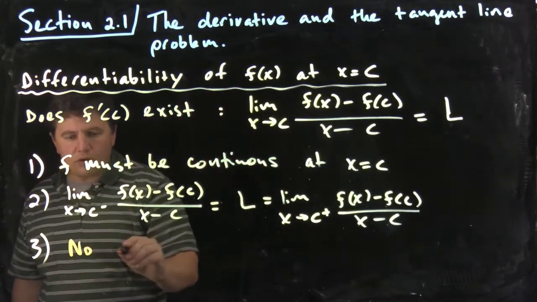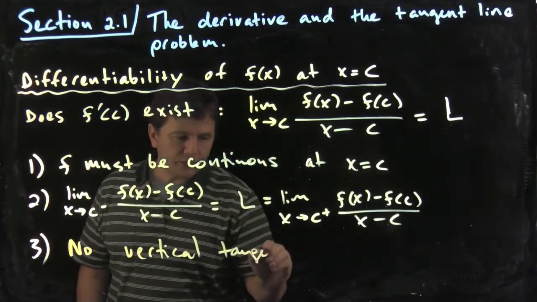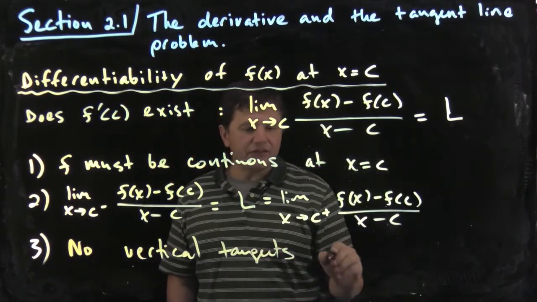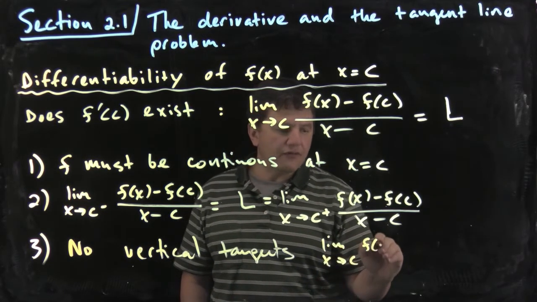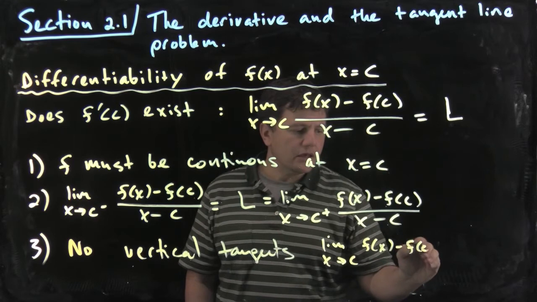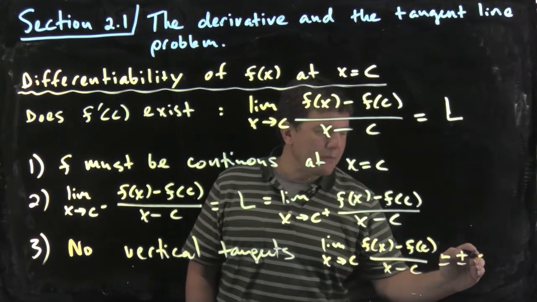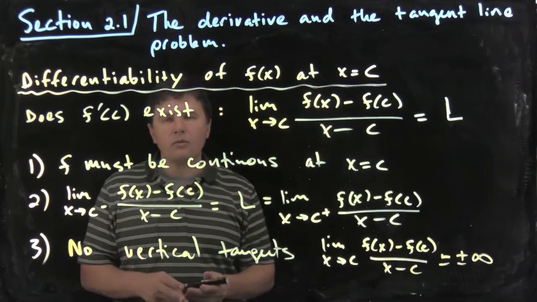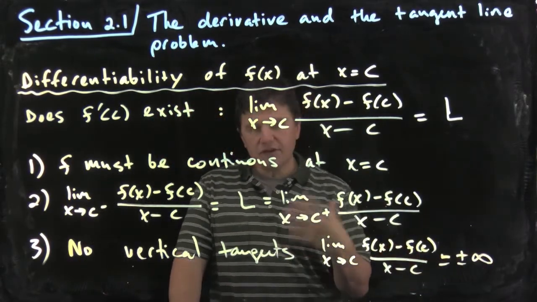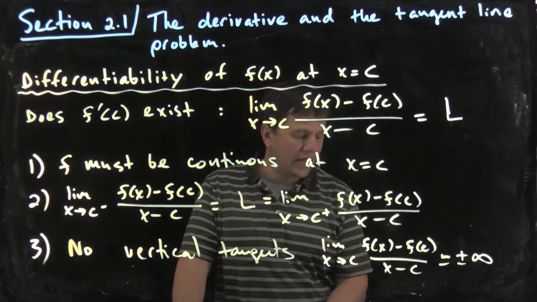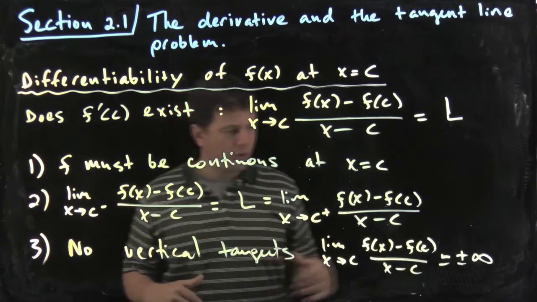So no vertical tangents. In other words, we can't have a scenario where the limit as x approaches c of f of x minus f of c is equal to plus or minus infinity. And by the way, this goes along with what we were saying in chapter 1. We don't think of infinity or negative infinity, even in the context of limits, as being a value that actually exists. Okay, so let's take a look at some examples of why these would break down.